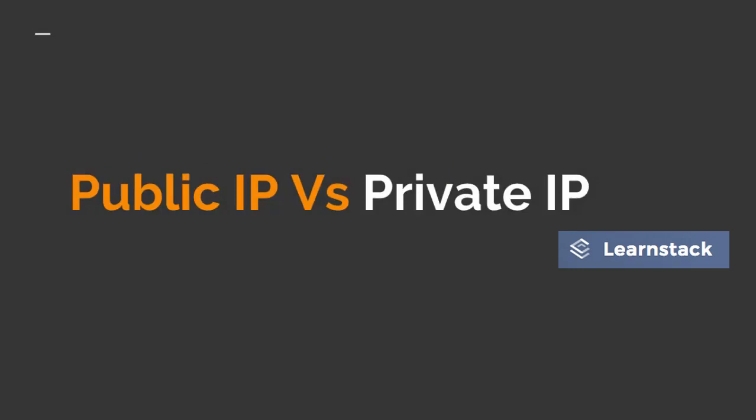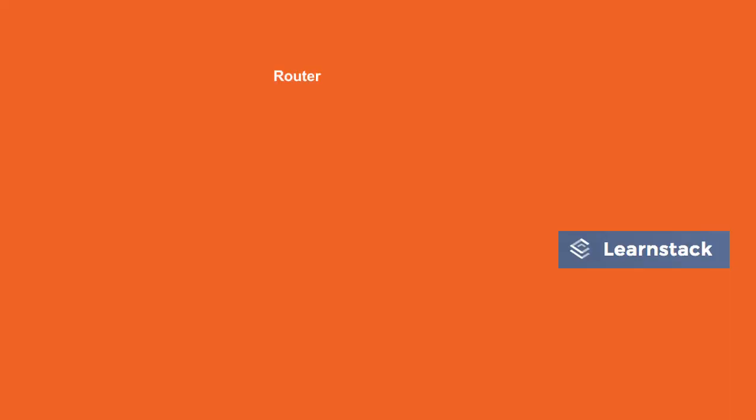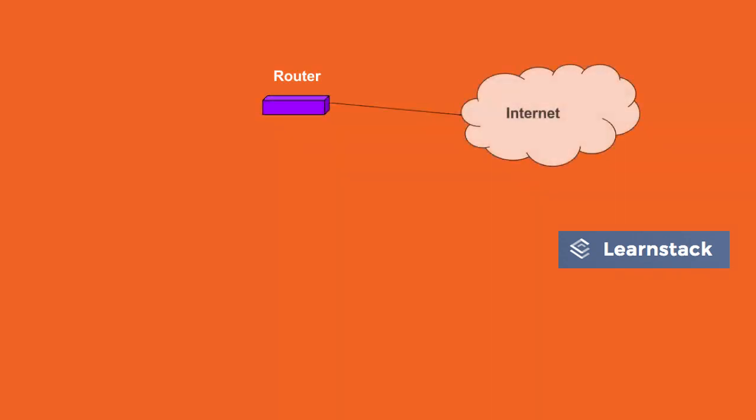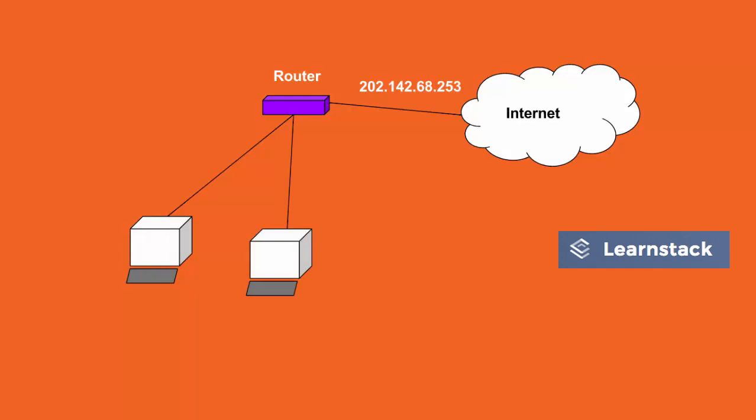Now, this is a very important section where you will learn the difference between public IP and private IP. Let's take a simple scenario. This is your home, which consists of a router, and the router is connected to internet. And because of the internet service provider, your router has got a unique IP address over the internet, that is 202.142.68.253. Now, this is your computer, this is your parents' computer, and this is your siblings' computer.